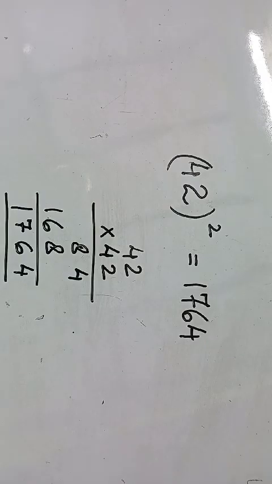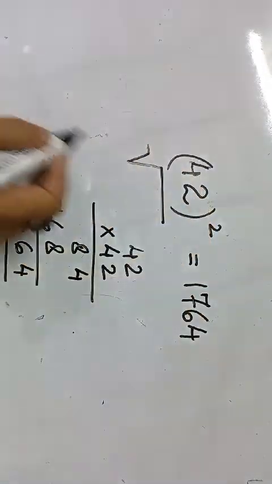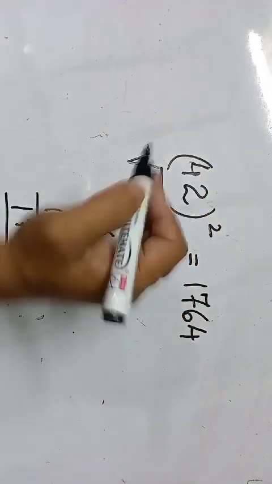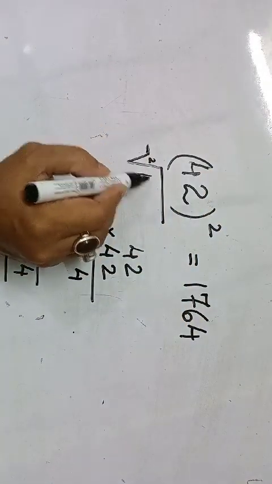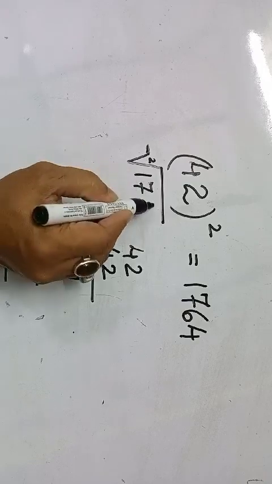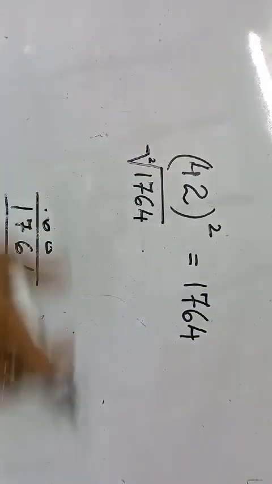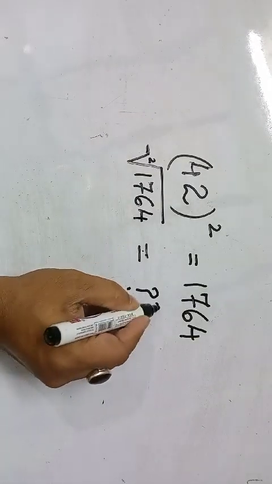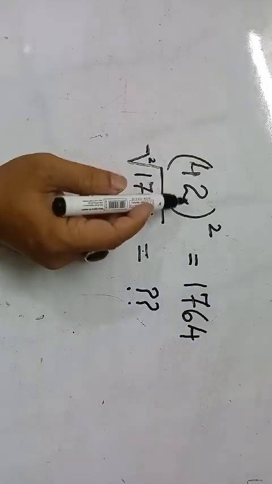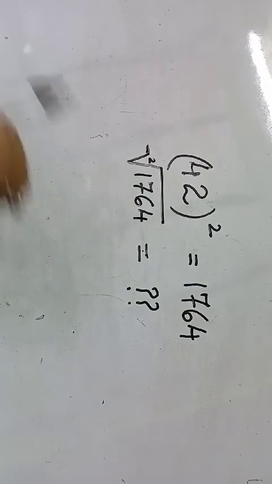Okay, now I'm going the backwards way, the reverse way. Let's say for example, if somebody wants to find out the square root of 1764. When you have this written in front of you, you naturally know that 42 is the square root of 1764.